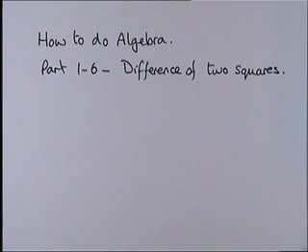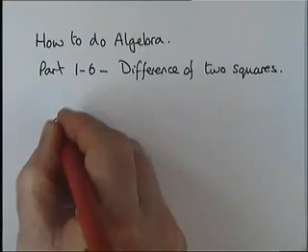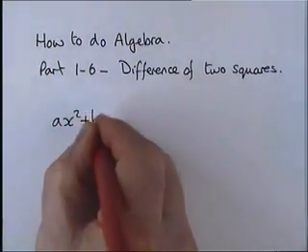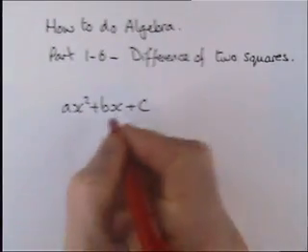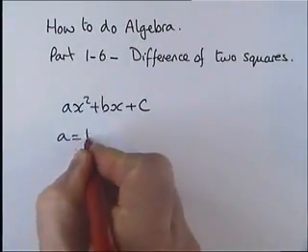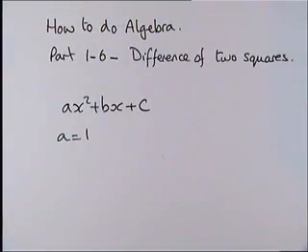This video is on difference of two squares. It's part 1.6 of the How to Do Algebra series of videos or lessons. If you worked through the last video, you just worked out how to factorize quadratic equations, which are of the form ax squared plus bx plus c, and we only looked at quadratics where a equals 1. They're the simple, straightforward ones, and that's grade B.